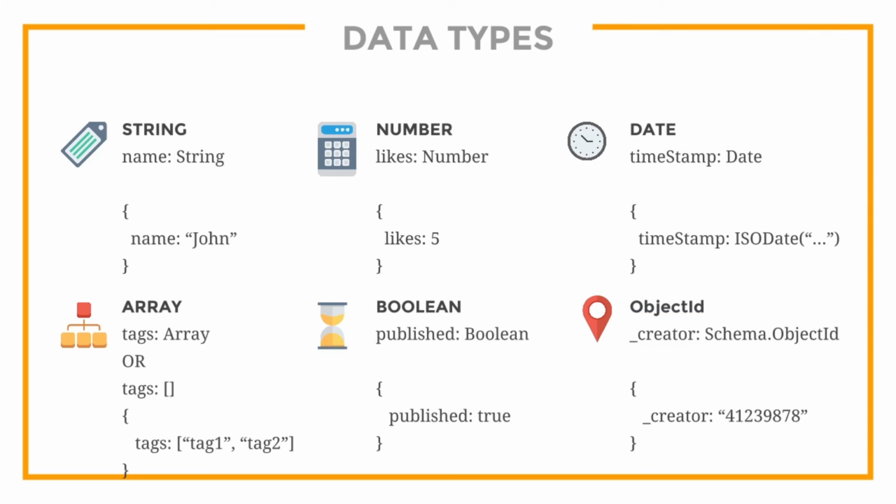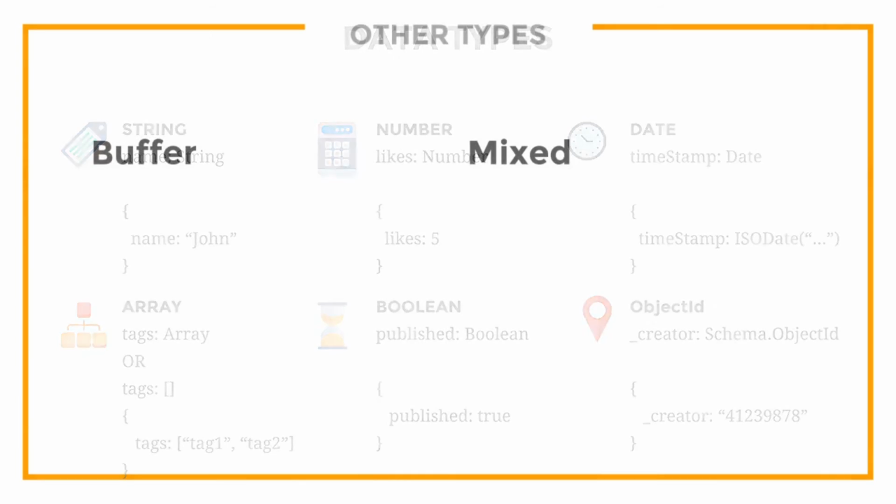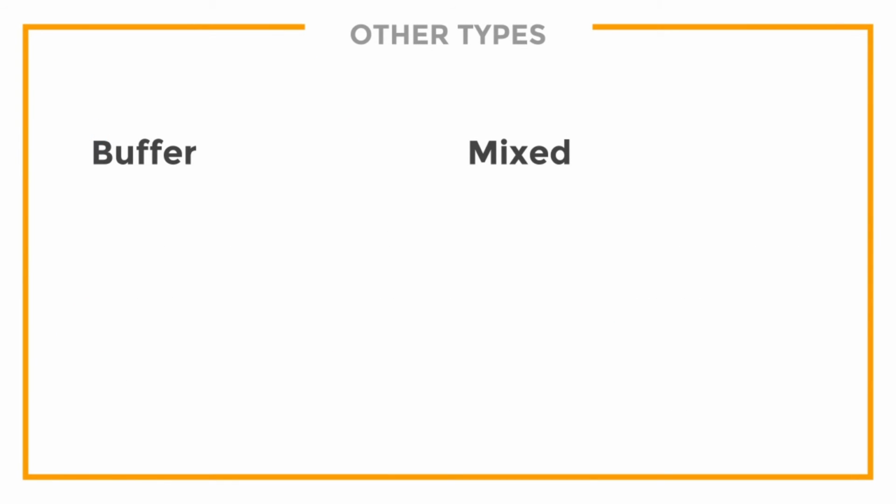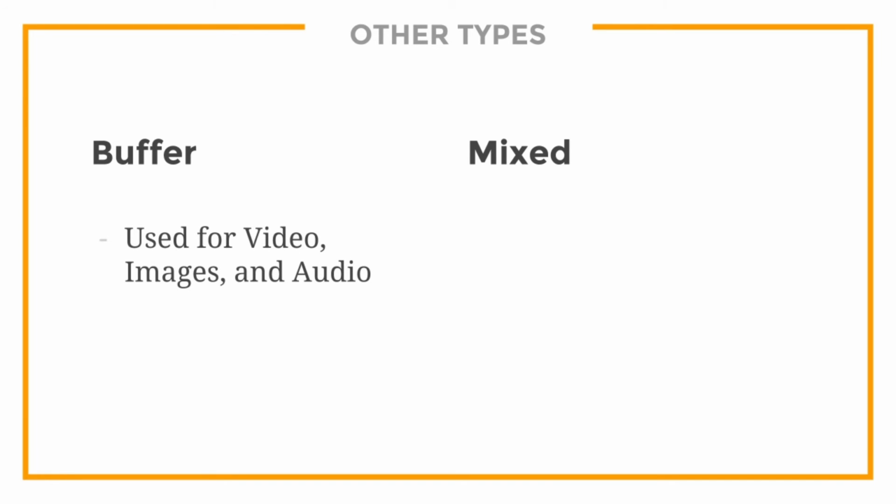In a future example, I will show you how we can have a book schema that references an author schema using the type object ID. There's also 2 other data types that we won't be using in this course. They are buffer and mixed data. Buffer is used to store things like images, video, and audio. Mixed type allows you to store different types based on what you pass into it. So you might want to store, in certain instances, strings, and in other instances, arrays.